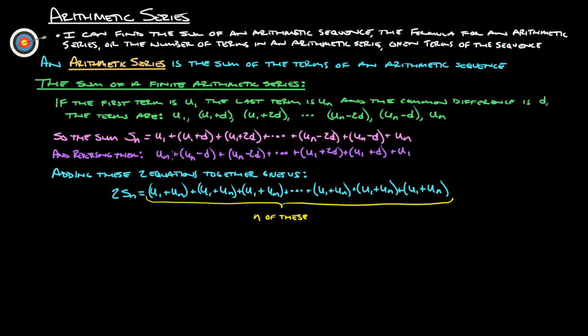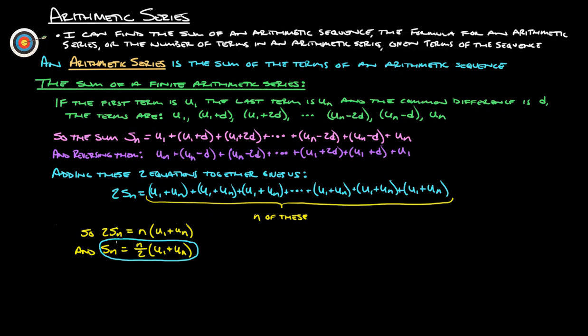Because this is officially the first term, second term, third term, and so forth, all the way up to the u sub n, which is the last term. Now, we've got 2 S of n is going to be n times all of these, because there's n number of these. Let's say if there were 7 of these, it would be 7 times u sub 1 plus u sub n. We don't know how many there are, so we leave the n in there instead of the 7. So it's n times u sub 1 plus u sub n.